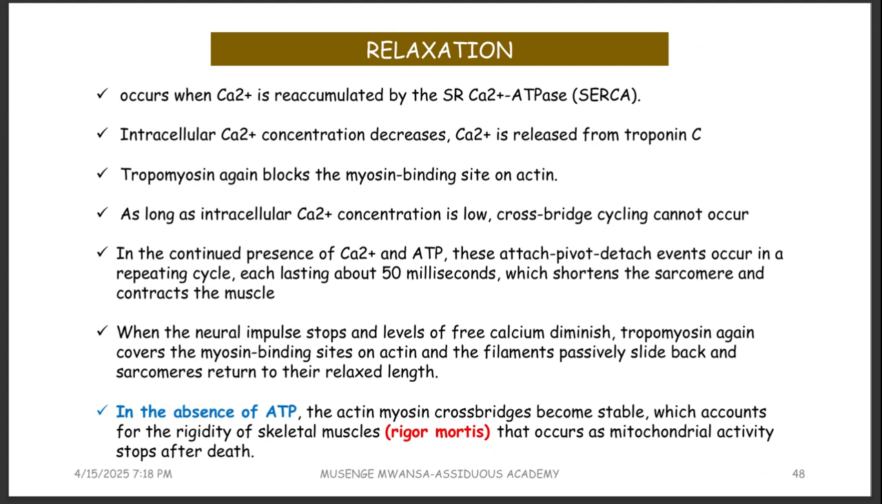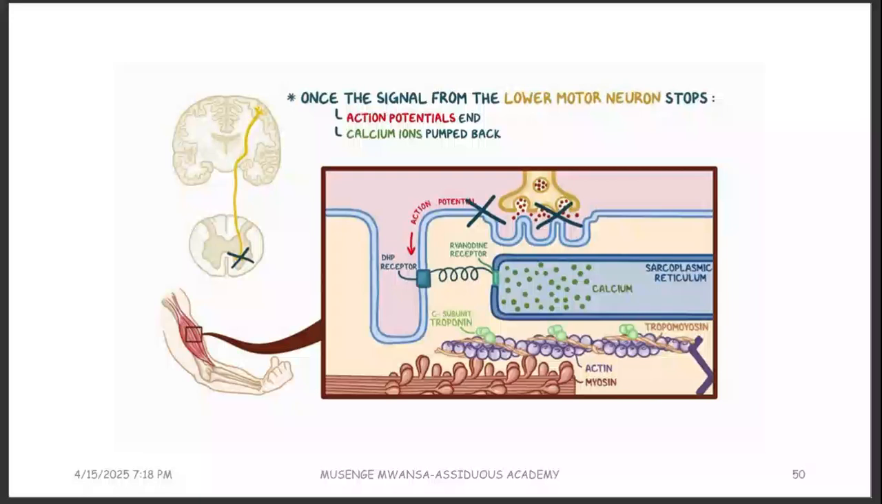So what happens is that if someone dies, they are going to use up the last ATP to contract. And so they will remain contracted because there's no more ATP to cause relaxation. And that is known as rigor mortis. That's why when someone dies, you close their eyes and make sure that they are straight, because if they contract and use up the last ATP, they'll remain like that.